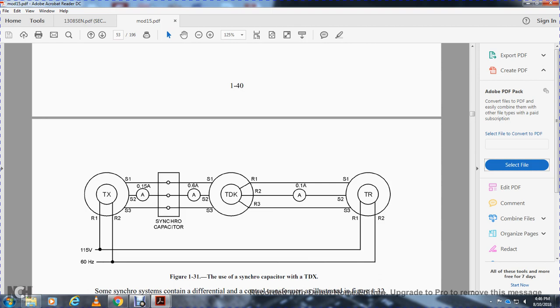Figure 131 shows the use of the synchro capacitor, the torque differential transmitter with the torque transmitter, with rotor 1 and rotor 2, and stator 1 and stator 2. There's 0.15 amps through the synchro capacitor on stator 2, and then it goes to 0.6 amps on stator 2 of the TDX.